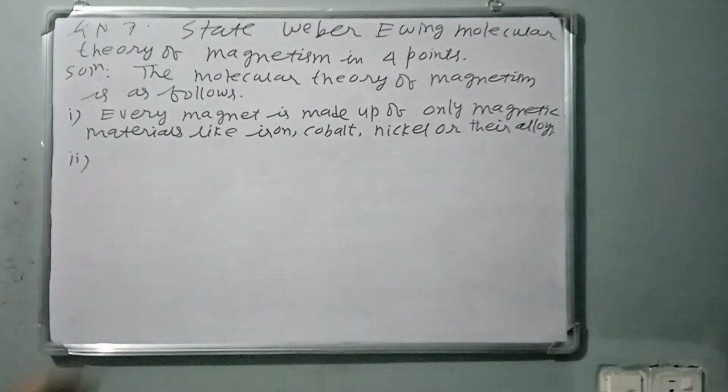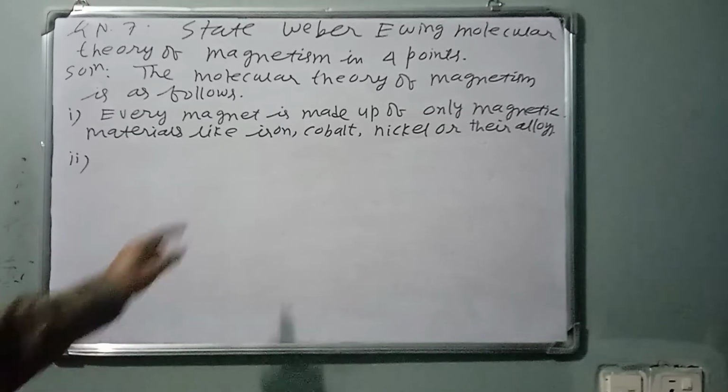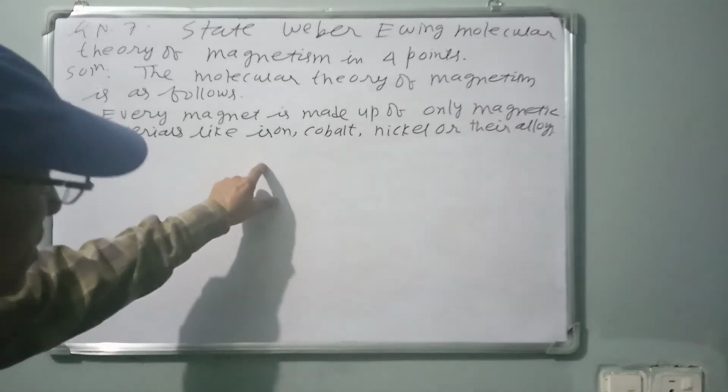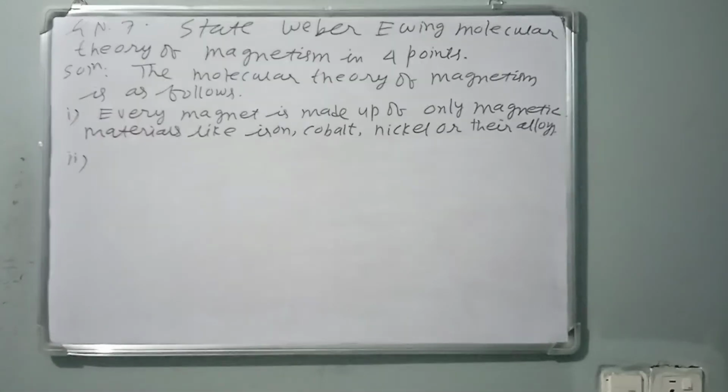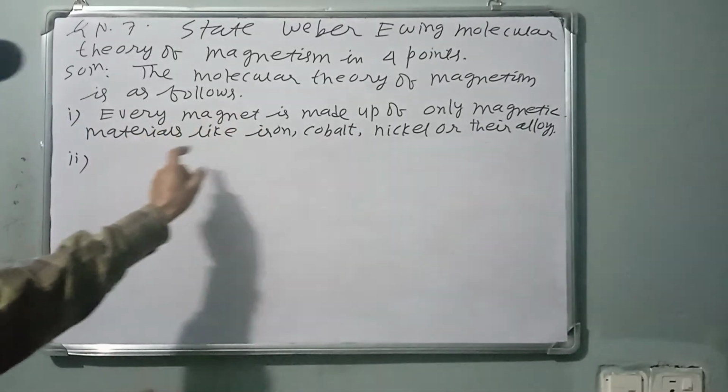Every magnet is made up of only magnetic materials. That means we cannot make magnets from non-magnetic bodies. Magnetic body material बाट मात्र magnet बन्छ. We can make magnets from magnetic materials.